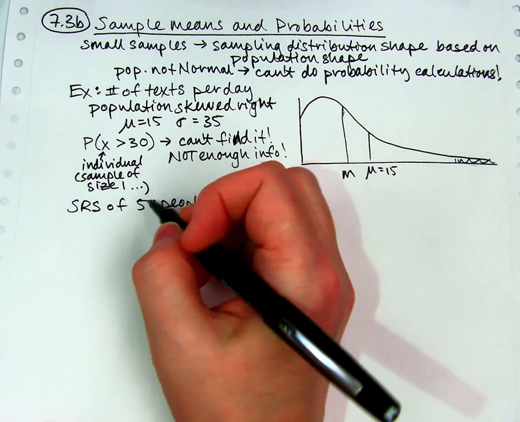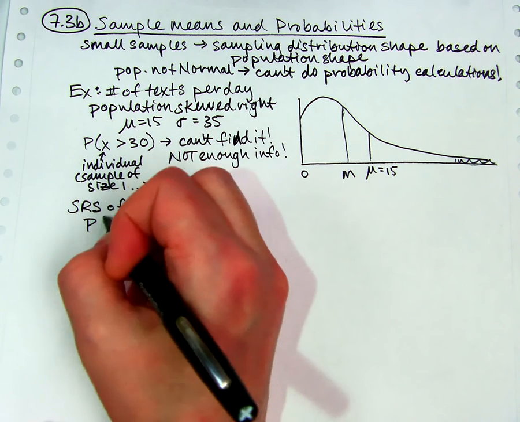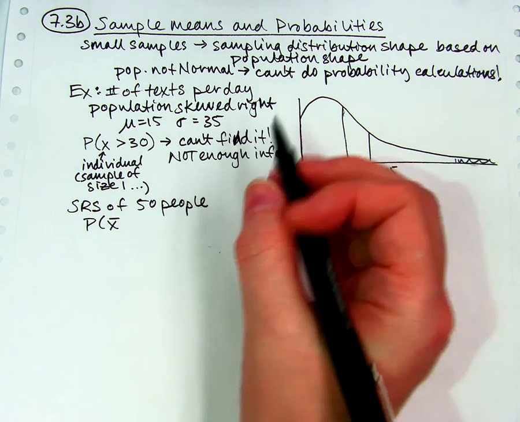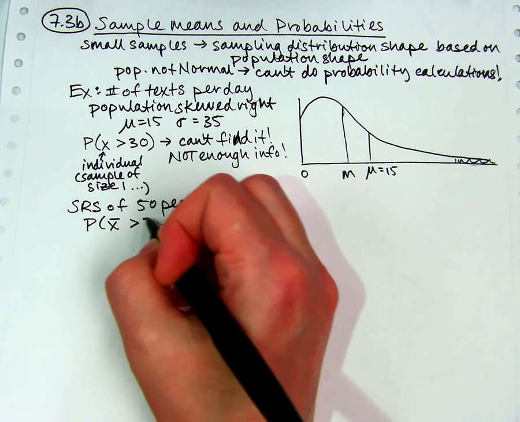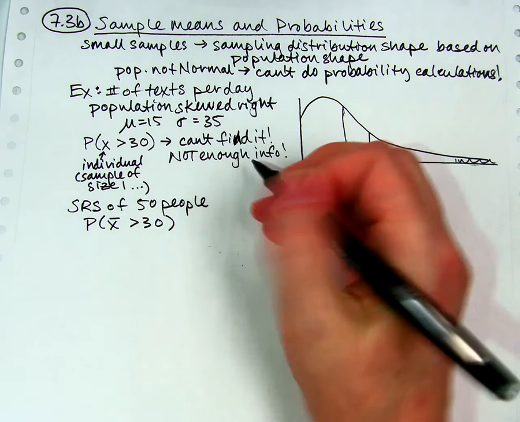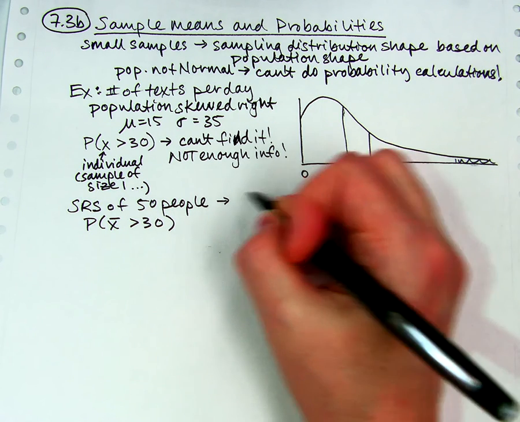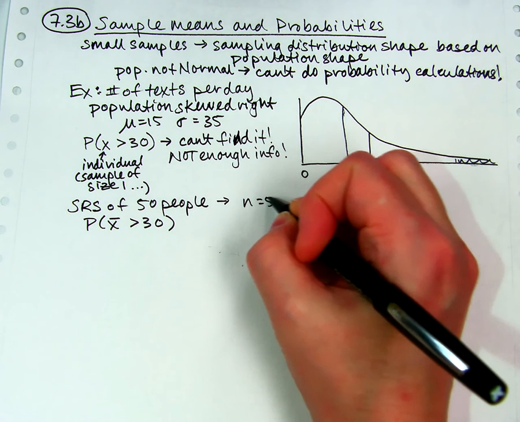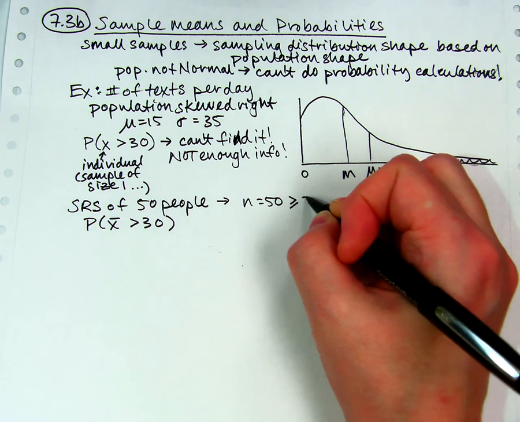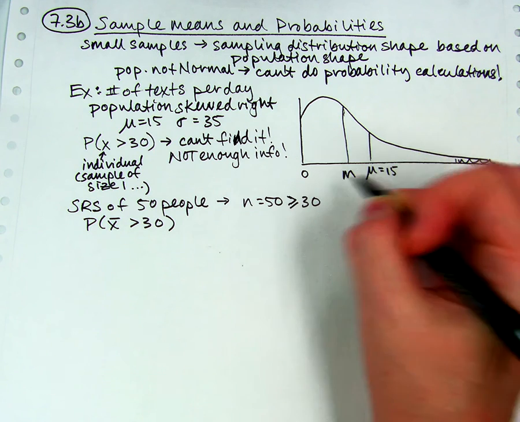And so then I want to know the probability that the mean of those 50 people's number of texts per day is bigger than 30. Can I do that? Well, let's think about this. How big does the sample have to be for it to be approximately normal? 50. Is that big enough? I hope that you said yes. N is 50. That's bigger than what we said it had to be, which was 30. That's the cutoff for means.